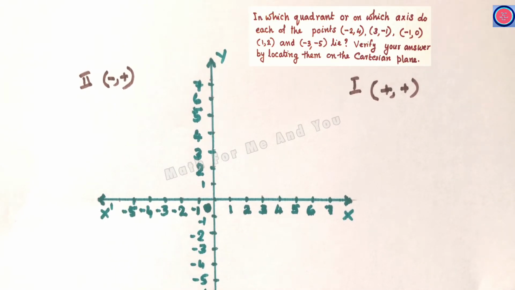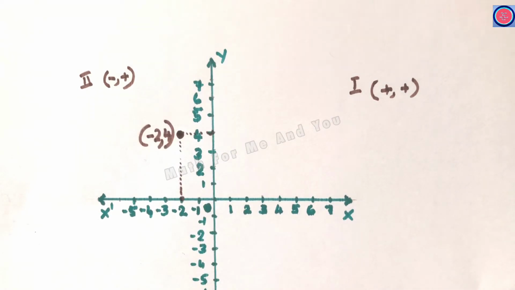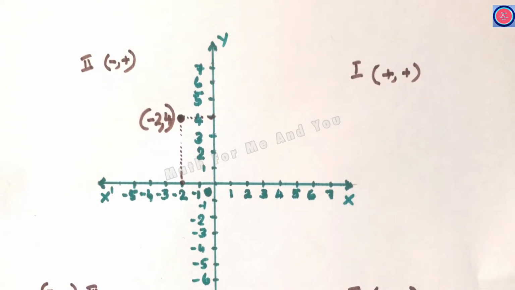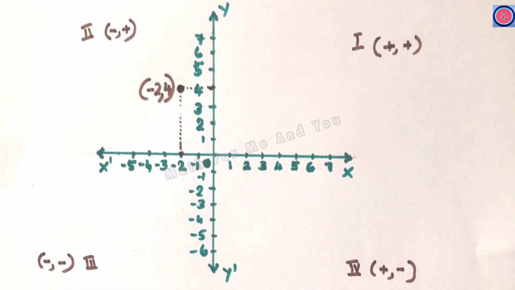First, x number we can mark, that is -2. Then on the y-axis we can mark the y number, that is 4. Draw perpendiculars from -2 and 4. We can see these two perpendiculars meet at a point. This is the point (-2, 4) which belongs to second quadrant. So what we have written about this point is correct. The point belongs to second quadrant.